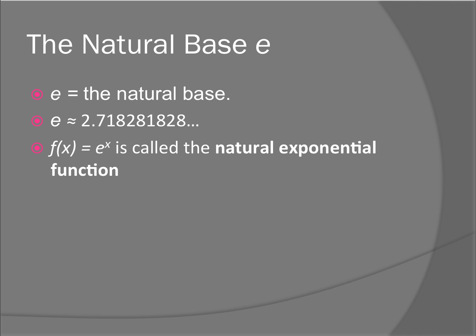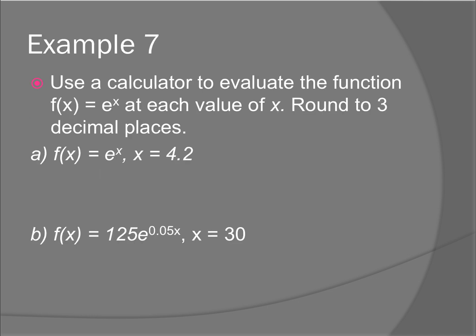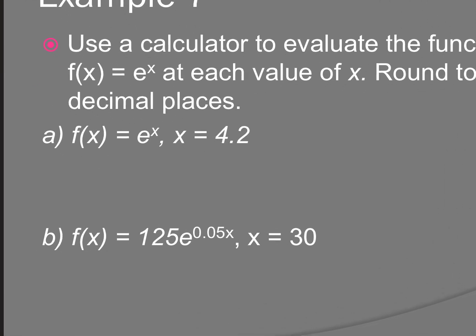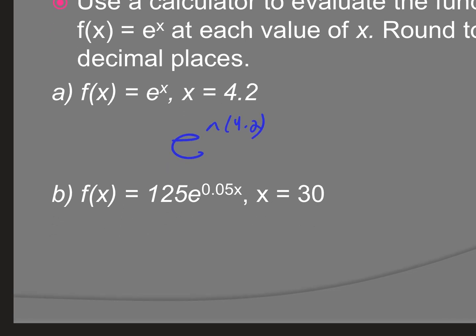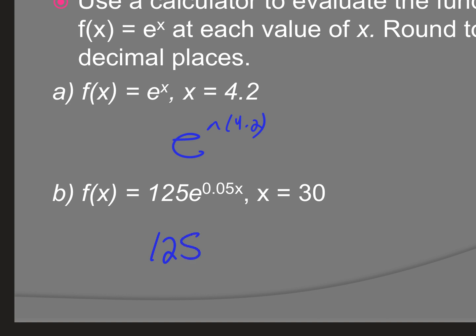It's on the button that says ln. E to the x and ln are inverses of each other, and we'll get to that in a second. If you're going to evaluate e to the x, you hit second ln, and the e comes up, and then you just put 4.2 in the exponent. For this bottom one, you hit second ln, the e comes up, and then you just put 0.05 times 30. Whatever they tell you to do.